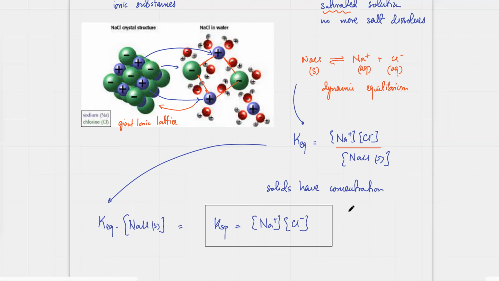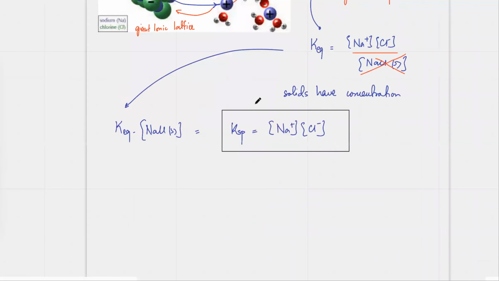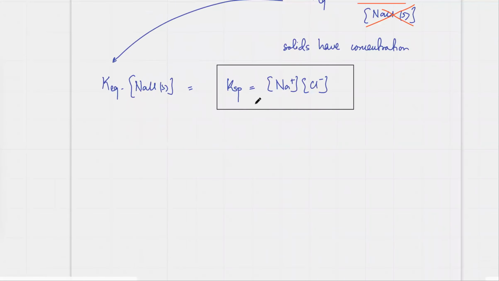So basically, you don't write the NaCl solid concentration in the expression. It's the product of the ions that are present in water. That is what Ksp is. So we're going to work on the expression first. The unit in this case is going to be mole squared. It's concentration times concentration, so it's mole squared dm minus 6.